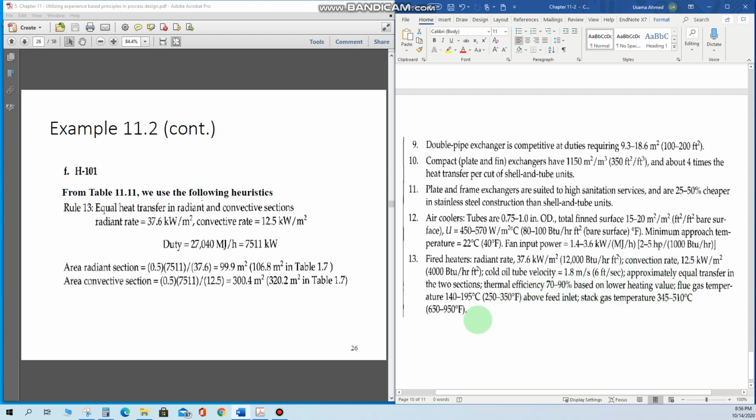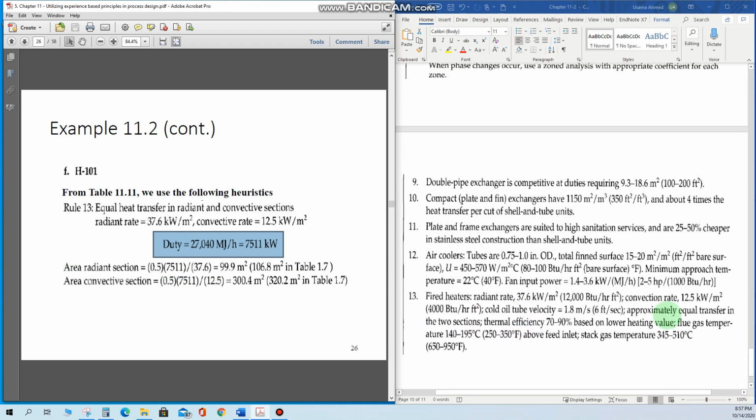Okay, so this is too much information. What we have to use here is simply the first part of this heuristic: equal heat transfer in radiant and convective sections. So the radiant heat transfer is 37.6 kilowatt per meter square, and the convective heat transfer will be 12.5 kilowatt per meter square. Okay, so this is the heuristic, and now we have to see what the actual duty is in our example. Okay, so let us go to table 1.7 here.